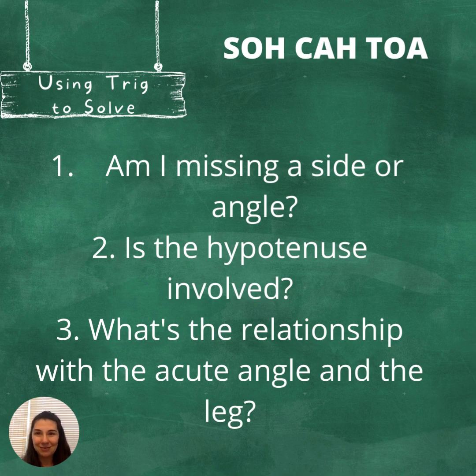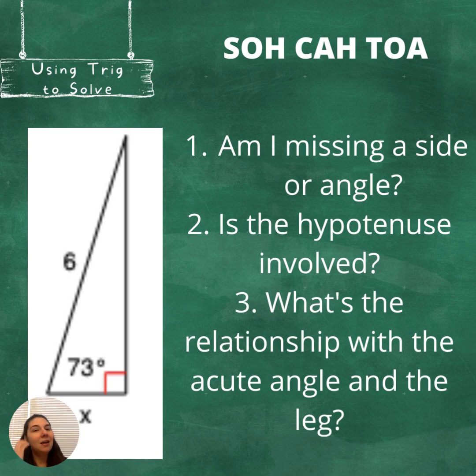So here we go. Example number 1. If you look at this problem, we have an X on a side length, which means I'm missing a side. So I know I would use normal trig in this problem. Question number 2 says, is the hypotenuse involved? The answer is yes, because there is a 6 on the hypotenuse. Side note, again, hypotenuse is the side across or opposite of the right angle. So that's what the 6 is.